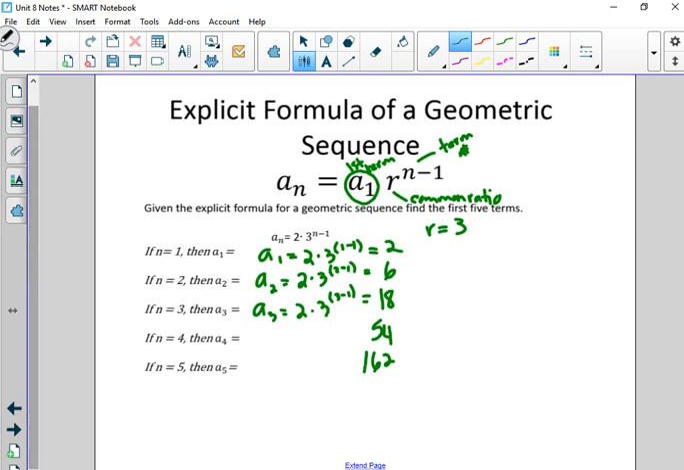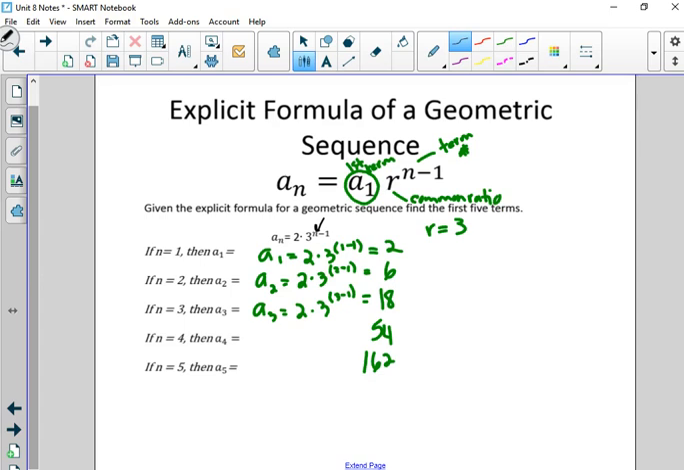Okay. So the explicit formula for geometric is similar, where A1 is the first term, like we had with arithmetic. R is the common ratio, so instead of the common difference, we have the common ratio. And N is my term. So we're just going to be substituting in a different formula than we did with arithmetic. But the concept is still the same. So if I want to find the first term, I'm going to plug in 1 right there, and then crush the numbers.